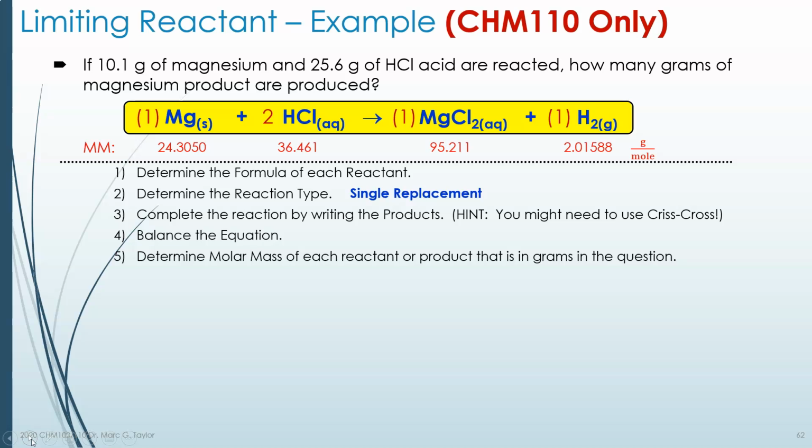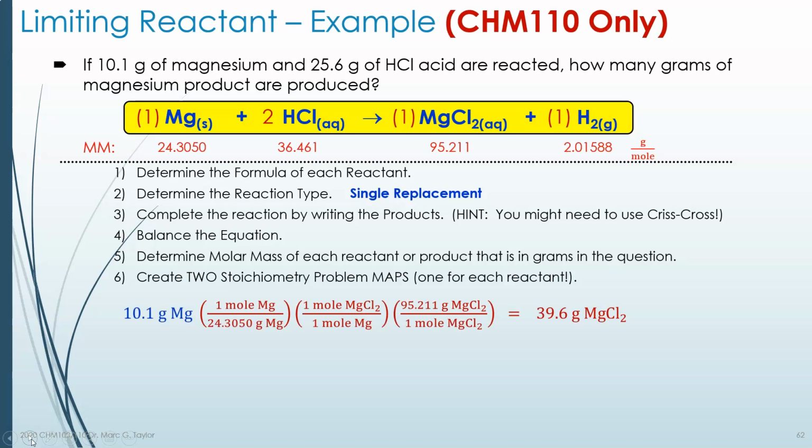So now we have our molar masses, we have our balanced equation coefficients, we have everything we need to write out 2 separate, independent stoichiometry calculations. One using 10.1 grams of magnesium, and one using 25.6 grams of HCl. They are not in the same equation. You are then going to figure out how many grams of magnesium chloride each one could produce if you had a lot of the other reactant. So we create 2 maps and 2 problems.